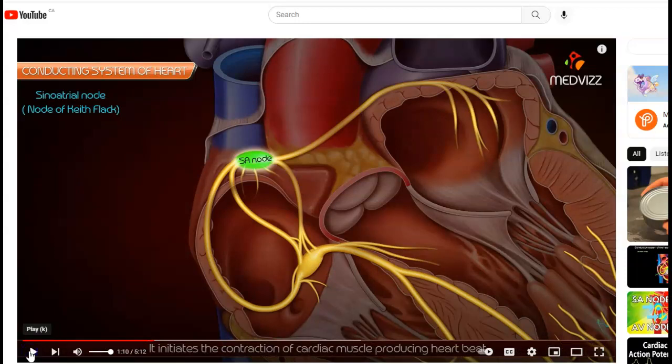Okay, the SA node is where the heartbeat is initiated from. So it is actually termed the pacemaker node because it controls the beat. It starts it and it controls the beat.